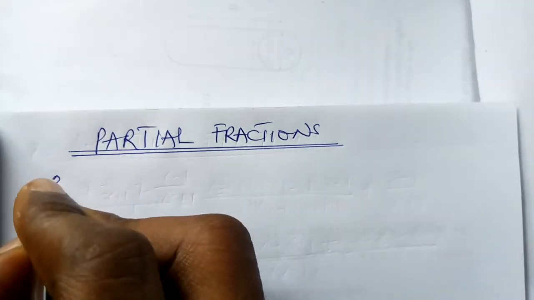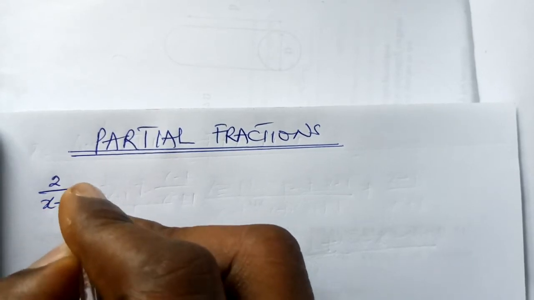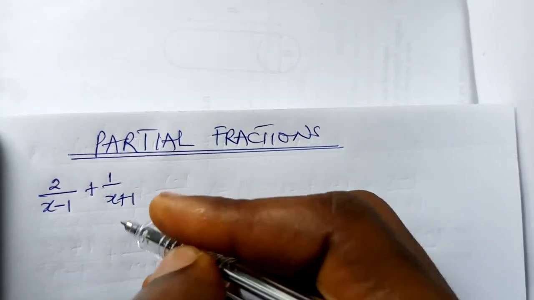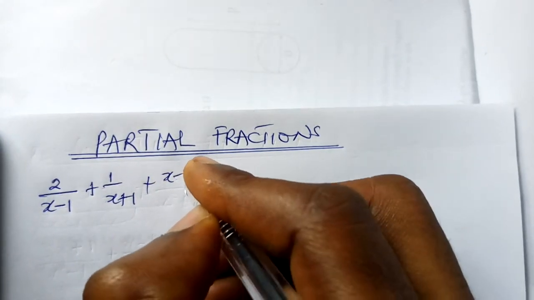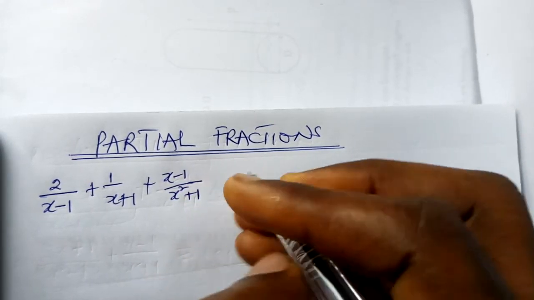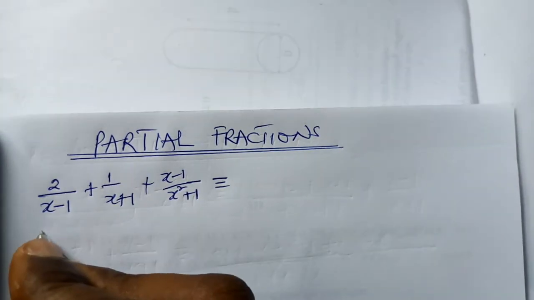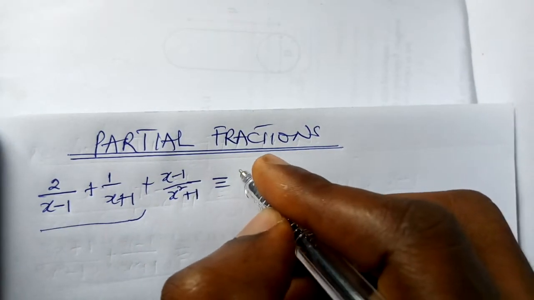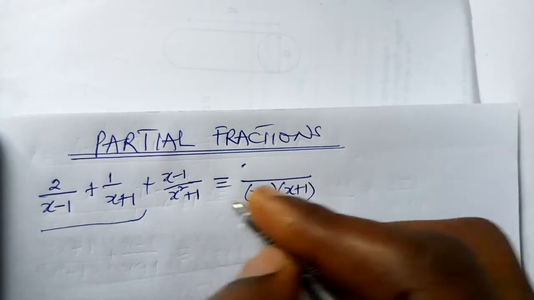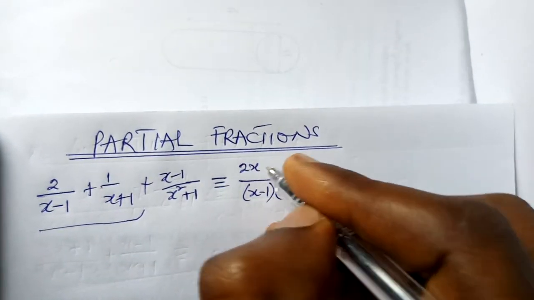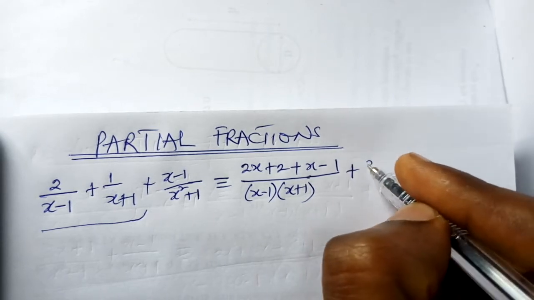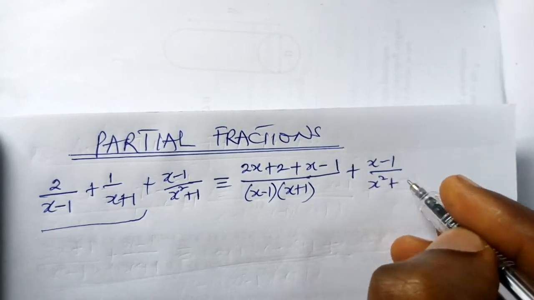We know that in mathematics we can have algebraic fractions. For instance, 2x plus 1 over x plus 1, plus x minus 1 over x squared plus 1. If we want to add them, we can add these two first before adding that one. We get the LCM, which is (x minus 1)(x plus 1) for these two, and have 2 times (x minus 1) plus (x plus 1), plus x minus 1 over x squared plus 1.